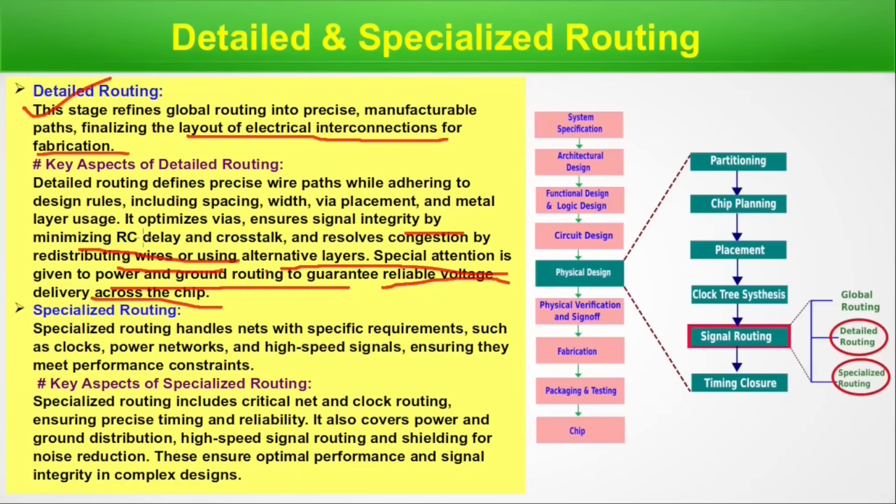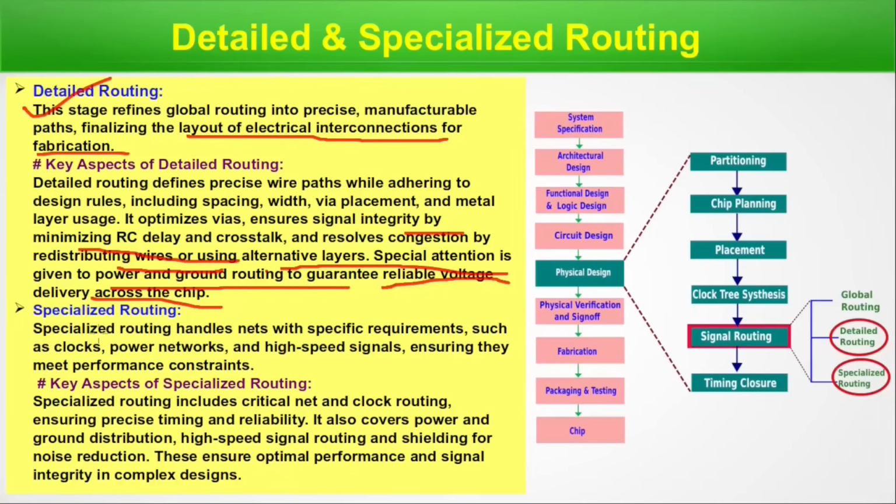Detailed routing strictly follows design rules, including spacing, width, via placement, metal layer usage, everything. All the data are there, the strict rules are there, and it follows these rules. It optimizes vias, ensures signal integrity by minimizing RC delay and crosstalk, and resolves congestion by redistributing wires using alternative layers. Special attention is given to power and ground routing to guarantee reliable voltage delivery across the chip.